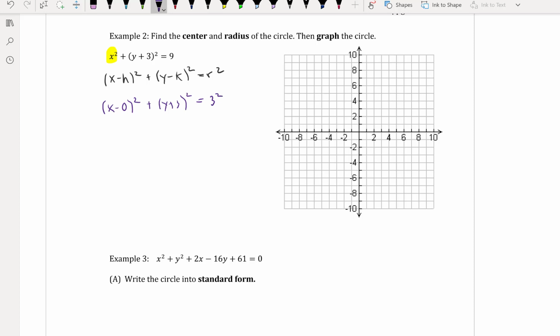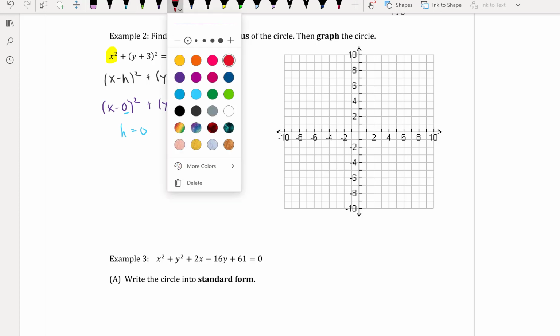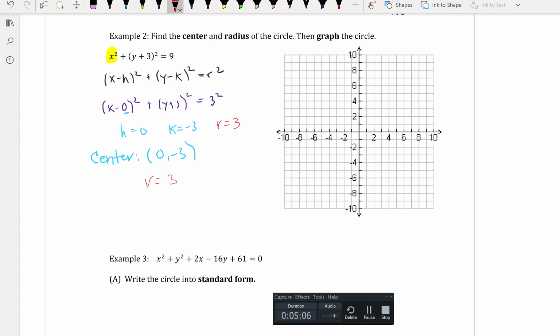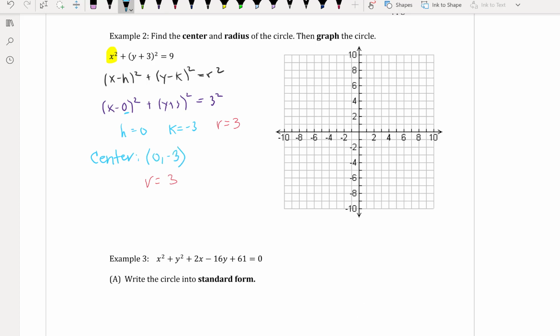And the reason I do this is that now I can clearly see what my h and my k value is. I can see that my h value is 0 and that my k value is going to be negative 3. And I also find that my radius is going to be equal to a positive 3. So I know that my center is 0, negative 3. And I also have that my radius is a positive 3. So now that I've identified my center and my radius, I can go ahead and graph this circle as well. So my center here is at 0, negative 3.